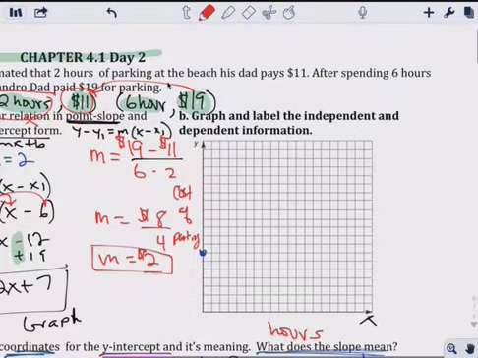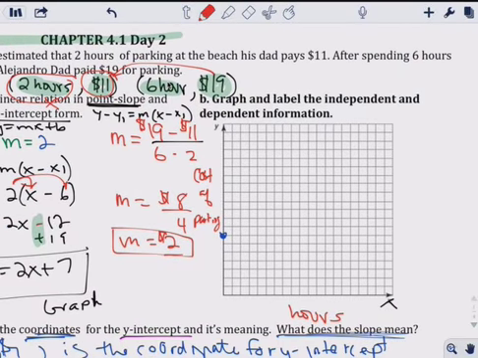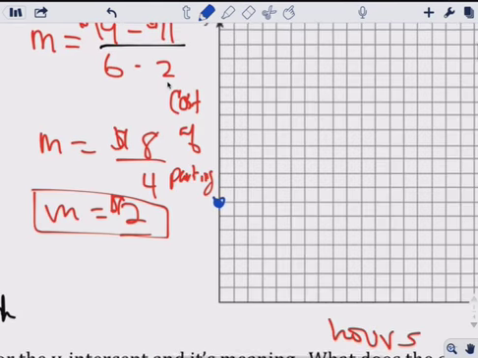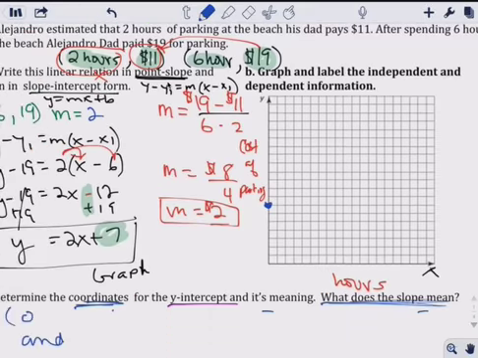The y-intercept is at 7 right here. That's the dot. From there, your slope is 2 over 1. It means up $2 over 1 on the hours. Up $2 over 1 hour. $2 up, 1 over. Okay, and that's our line.